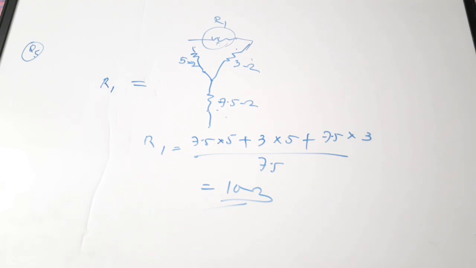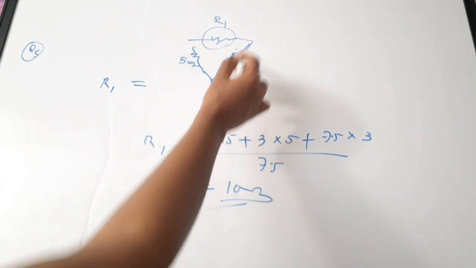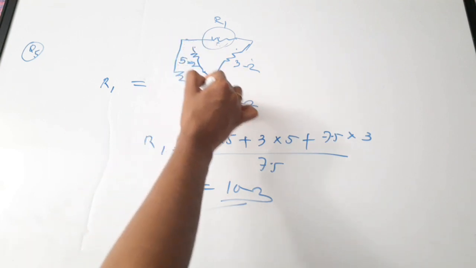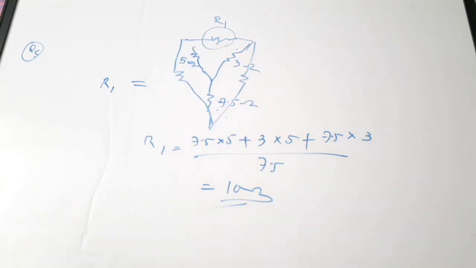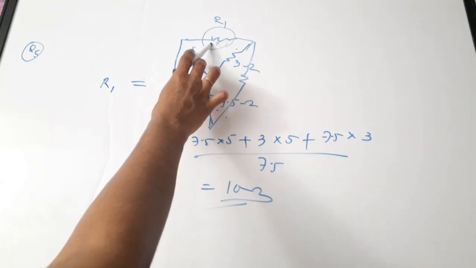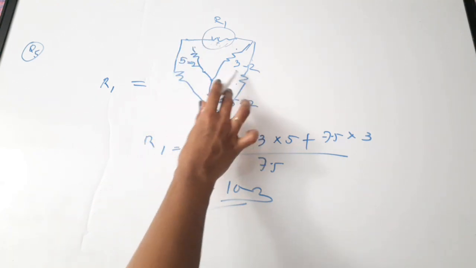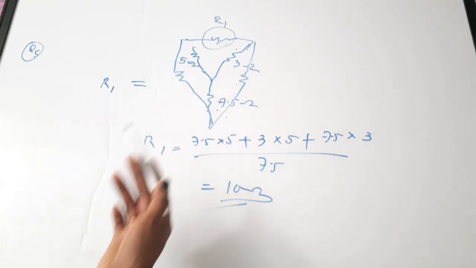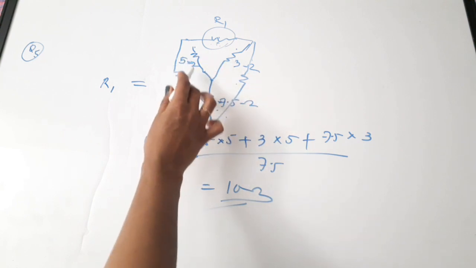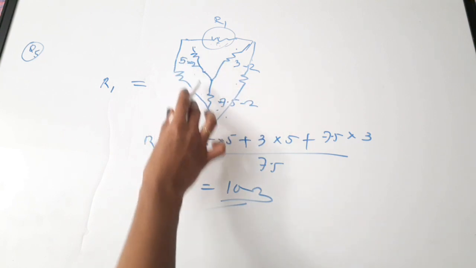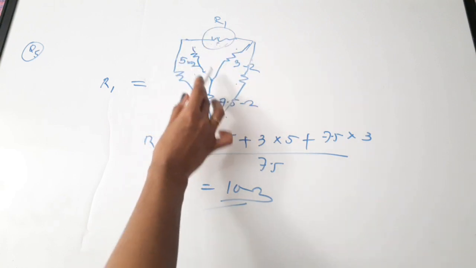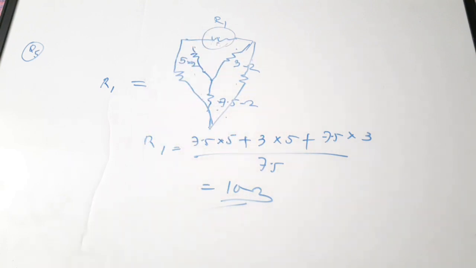Okay, so this is Y to delta conversion. So this is the Y, and we'll be forming a delta like this. Okay, so similarly we have found R1. Similarly we can find this resistor, let it be R2. We can find R2, and let this be R3. We can find R3 also. Okay, so take the product of this and this, and sum these products. Sum all these products, divide by the opposite one. Okay, correct answer here is option B.